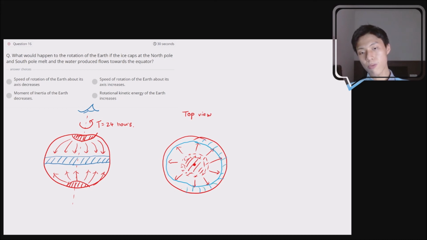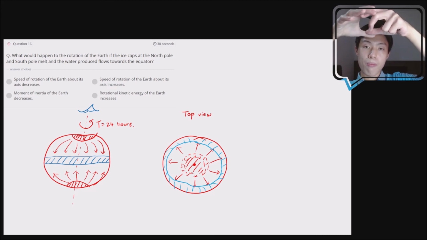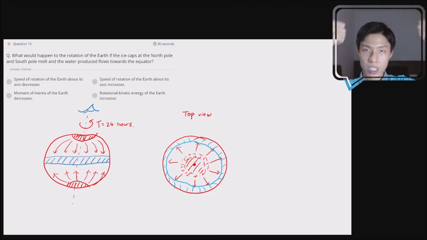Okay, so the red is before, the blue is after. So now the process of the melting of the ice cap brings the masses from somewhere near the axis of rotation to somewhere far from the axis of rotation. We know that the equation for moment of inertia is the sum of m r squared. So if the masses over here experience an increase in the distance from the axis of rotation, that means the moment of inertia should be increasing.